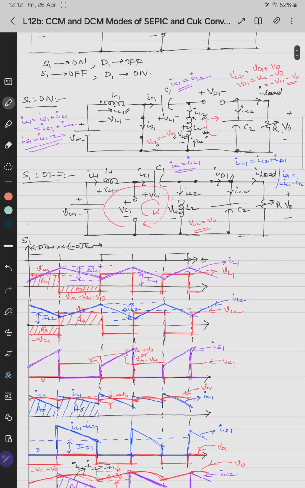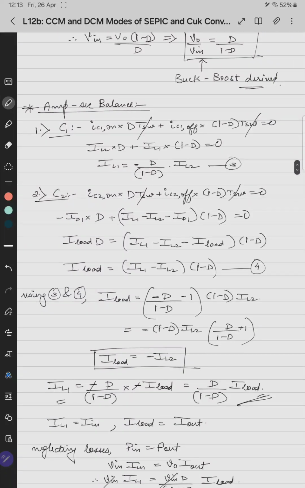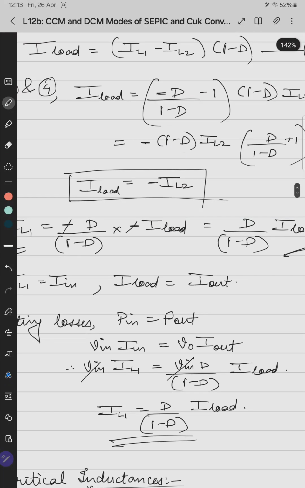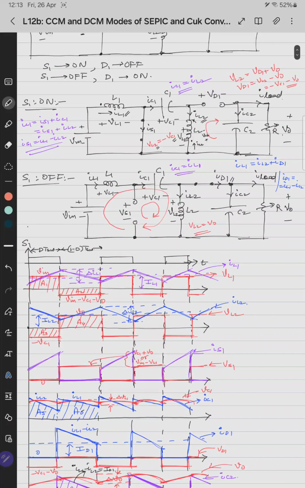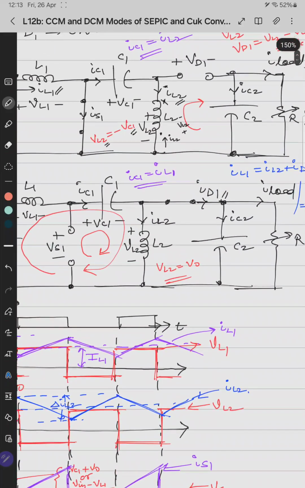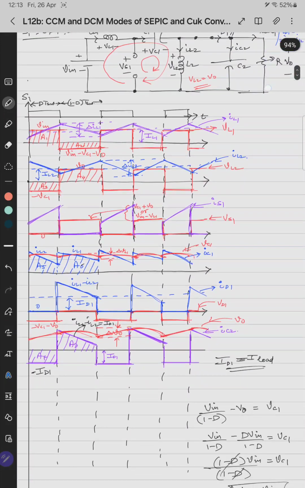To find it, using the second balance, we found that IL2 equals to ILoad. So we have to see the inductor whose average value can be related directly to the load current. That is, whatever is the average value of this inductor current, it goes to the load. Negative sign means that the convention of current is reversed. So it means that from the load perspective, we have to consider the analysis of L2 instead of L1 for finding the minimum load.